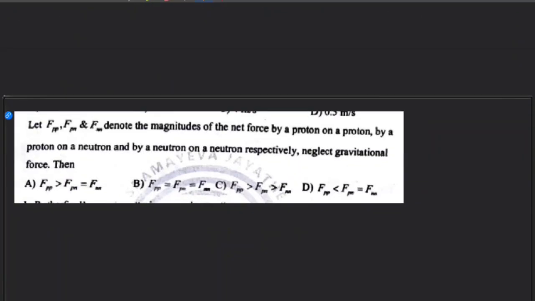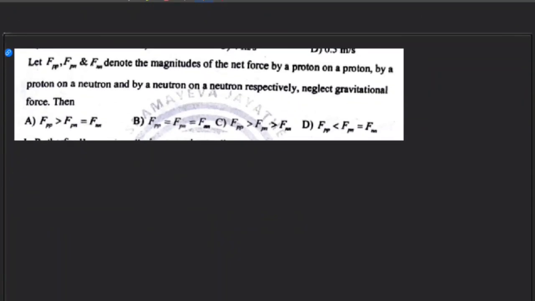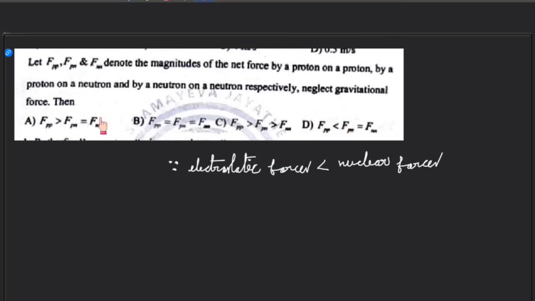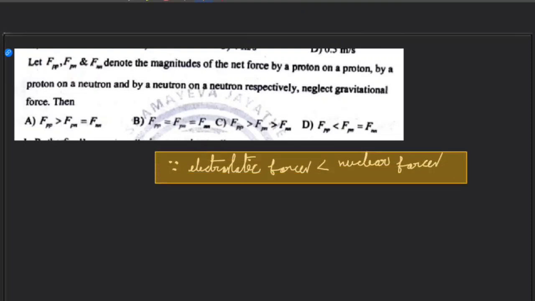And there is one more question here from nuclei. This is a theory question. What it says is that in nuclei, the electrostatic forces are less than the nuclear forces. Electrostatic forces are less than these nuclear forces. Therefore the answer will be the last one. This is the only reason for that. The answer will be the last one. So that is a theory question.